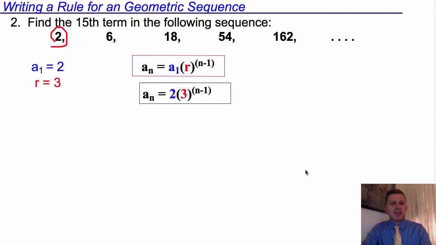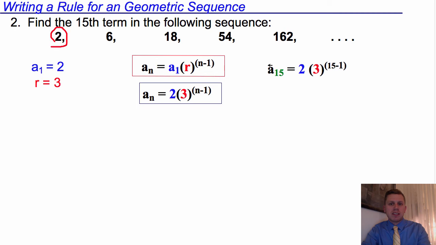What's nice about geometric sequences is, unlike the arithmetic ones, there's nothing to simplify. This here is the formula to find any term. Notice I didn't have to distribute, I didn't have to combine like terms, I just have the formula. Now when I want to find the 15th term, I'll plug in 15 here, and I'll also plug in 15 here just for the notation part.